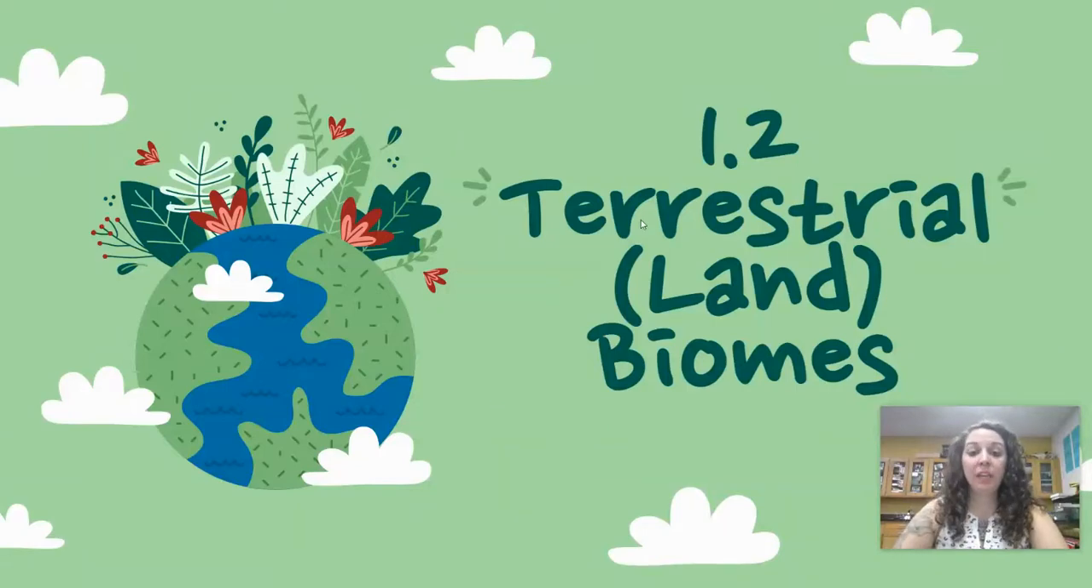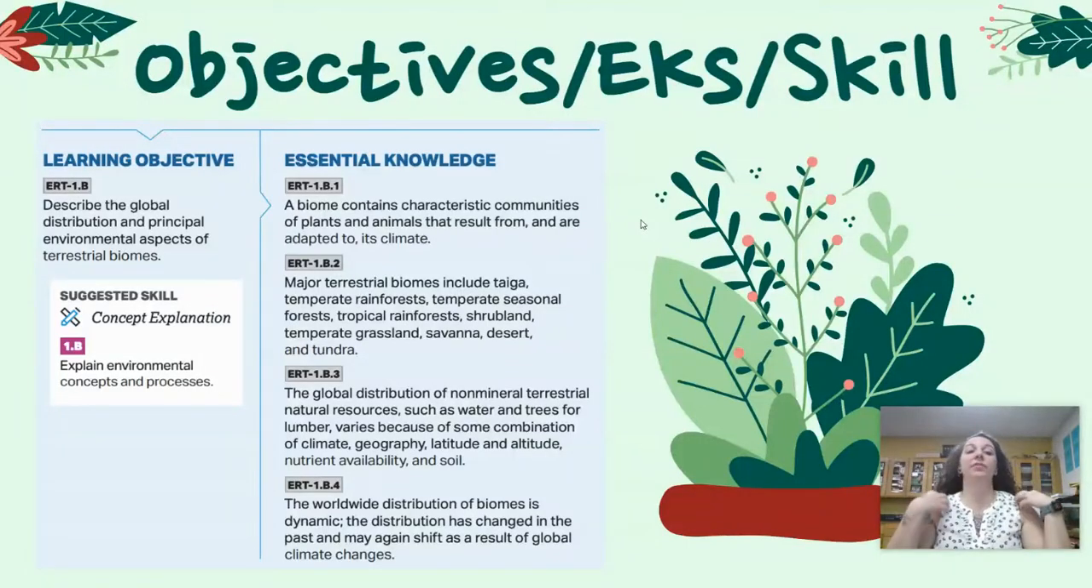So with these, our objective today is going to be able to describe the distribution and principal aspects of terrestrial biomes. So where do we find them? What characteristics do they have? Some things you're going to need to know is that biomes have plants and animals that are adapted to their specific climates, that we've got major terrestrial biomes.